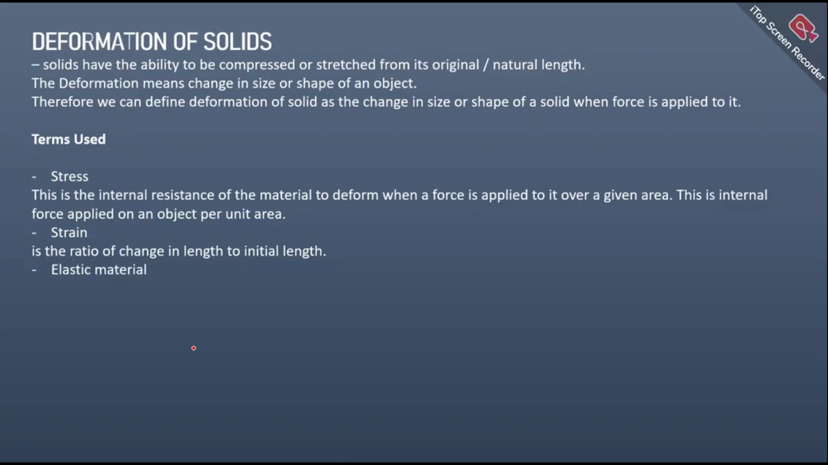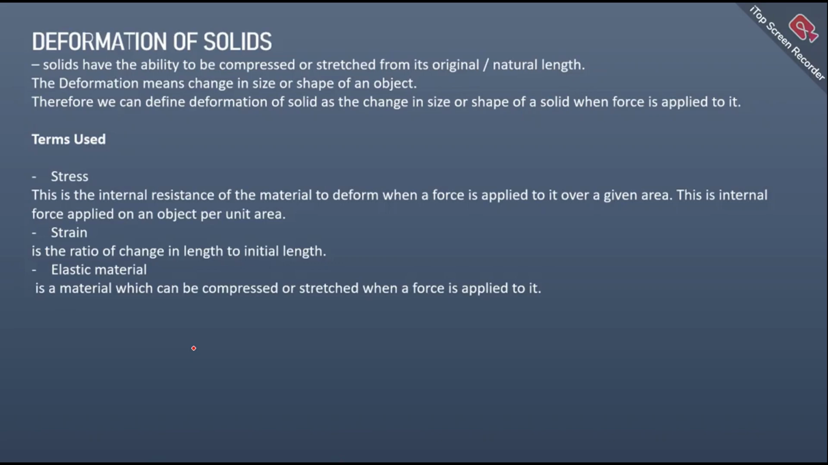Elastic material. What does it mean? What is an elastic material? Very simple. An elastic material is a material which is able to come back to its normal size or shape after a force applied to it is removed. Or you might say it is a material which can be compressed or stretched when a force is applied to it, and it comes back to its normal or original shape.